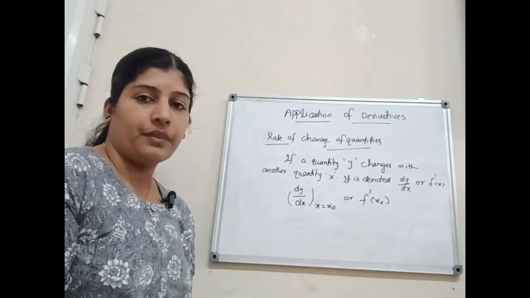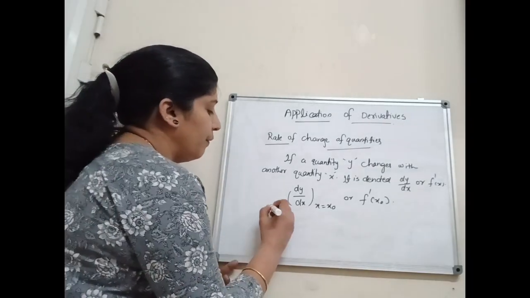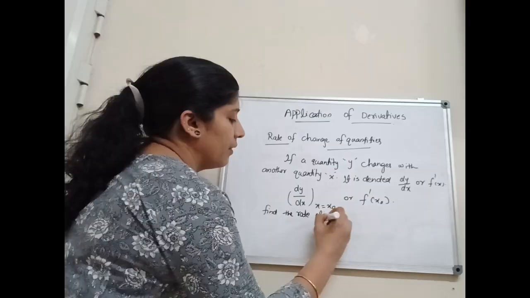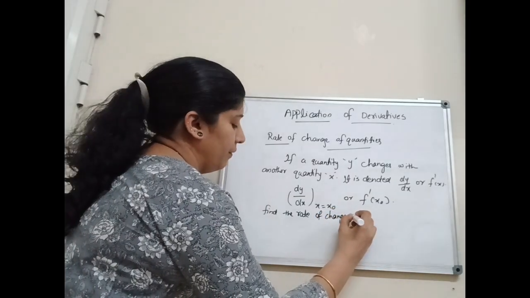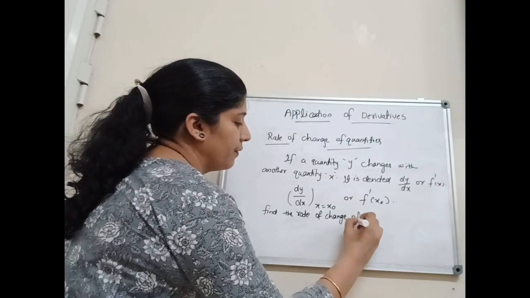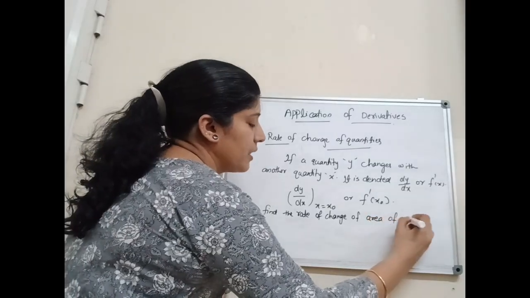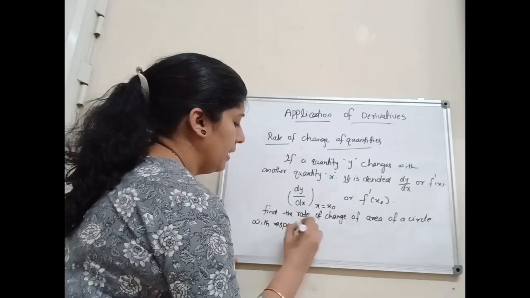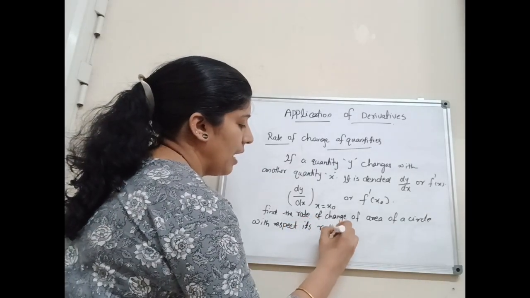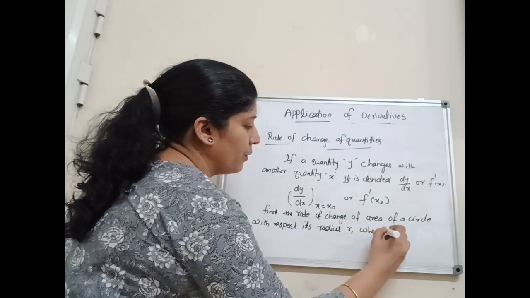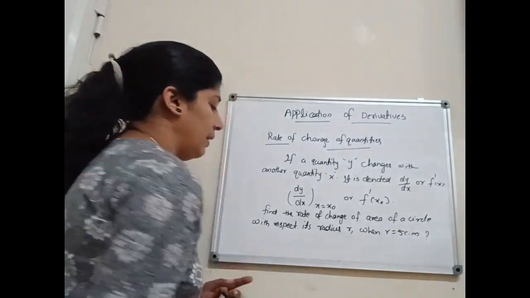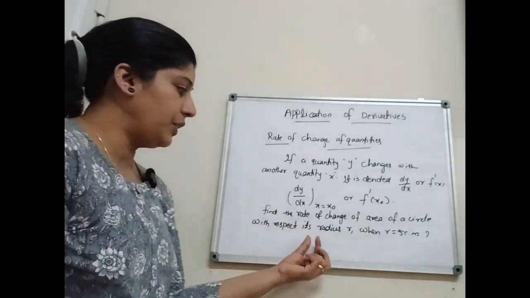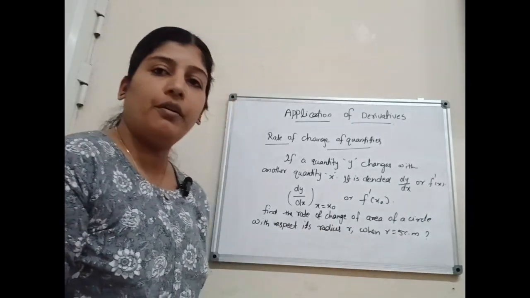Next, we have to consider one question. Find the rate of change of area of a circle with respect to its radius r when r equal to 5 centimeter. That is, here we have to find out the rate of change of area of a circle with respect to its radius r when r equal to 5 centimeter.